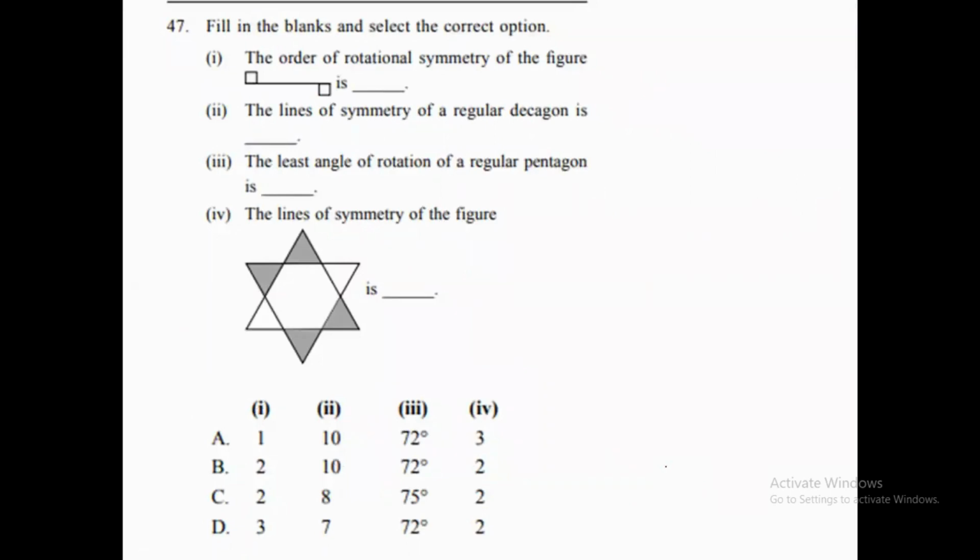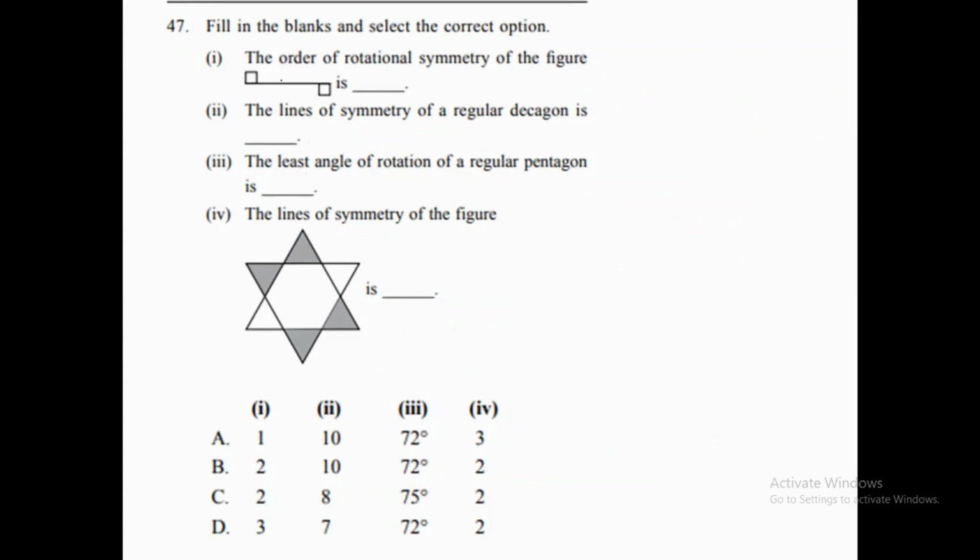Okay, let's move to question number 47 now. Question number 47 says fill in the blanks and select the correct option. In the first one, it is saying that we need to find the order of rotational symmetry of this figure, whatever is given over here.